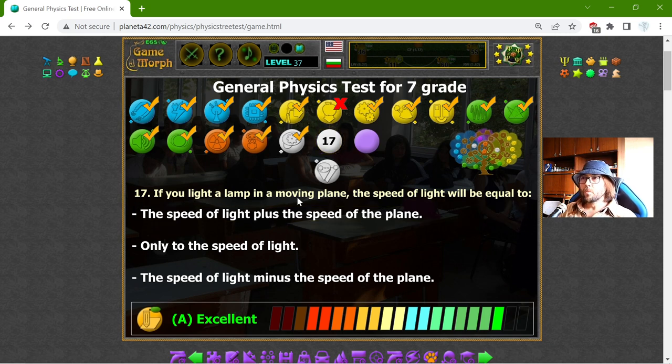All right, now, if you light a lamp in a moving plane, the speed of light will be equal to the speed of light plus the speed of the plane, only the speed of light, or the speed of light minus the speed of the plane. Okay, so we have a speed of the plane. We light the flash, and the light begins to travel with the speed of the plane, but the speed of light is ultimate, so there is no more, at least for the physics in the year 2022. Maybe in the future we can find a faster speed, but it shouldn't be in our universe according to our current laws. So it's possible. Okay, this is the first question, the first answer. Speed of light? Nope. It's only the speed of light, because there is no more than the speed of light.